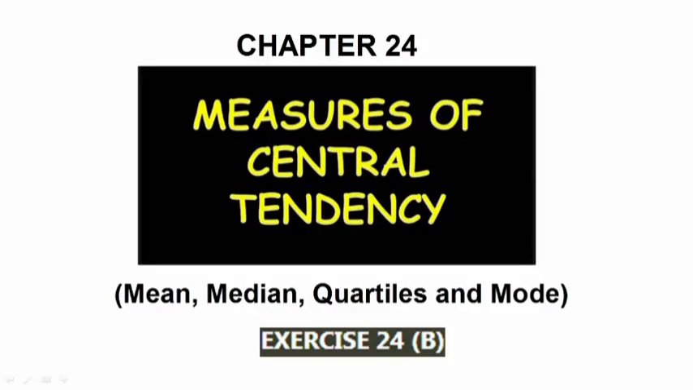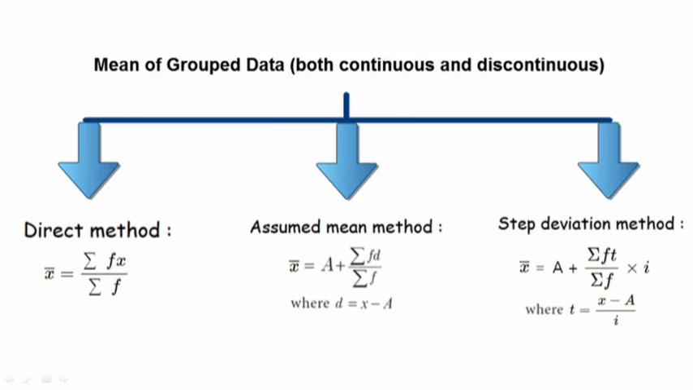Welcome back, dear students. Today we'll be beginning a new exercise on measures of central tendency. I'm sure you have understood the earlier exercise because it was a very easy exercise, where you have to make use of only the formula available with you. In today's class also, the formula that we learned in the last class plays a major role. Today we'll be learning about mean of grouped data, both continuous and discontinuous.